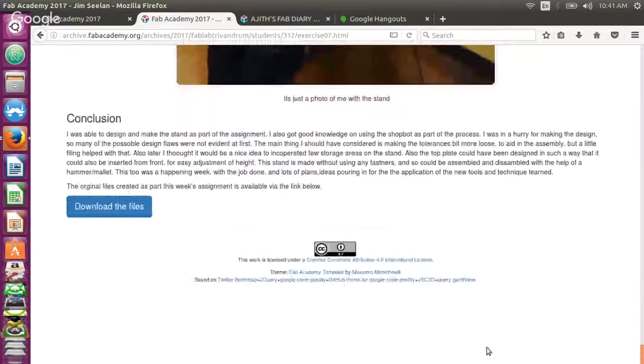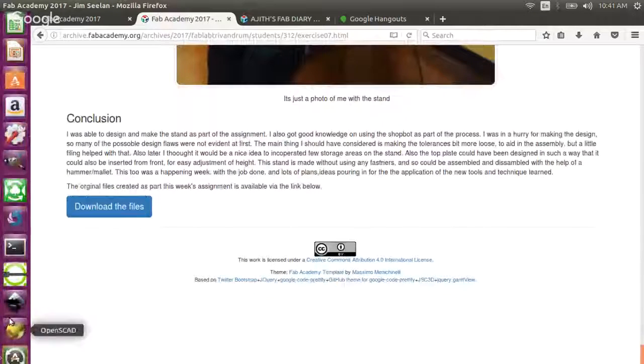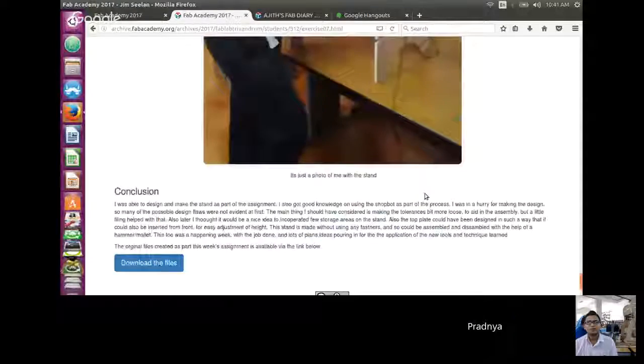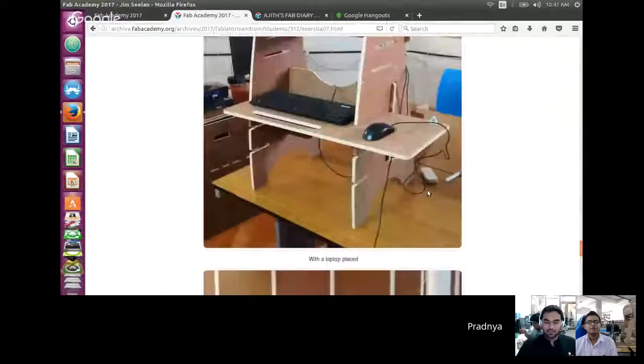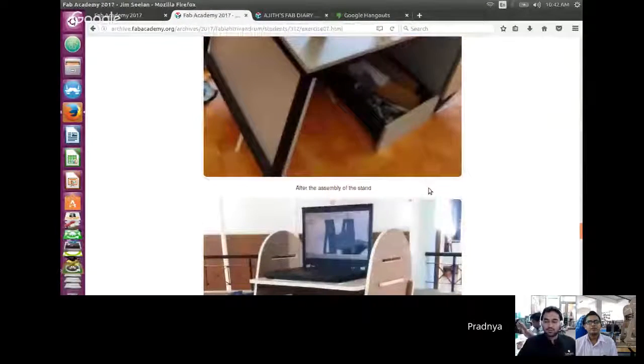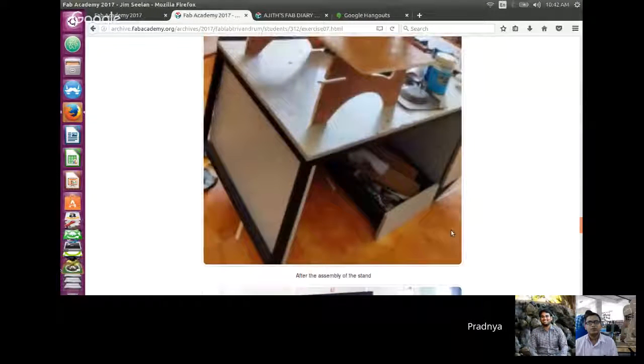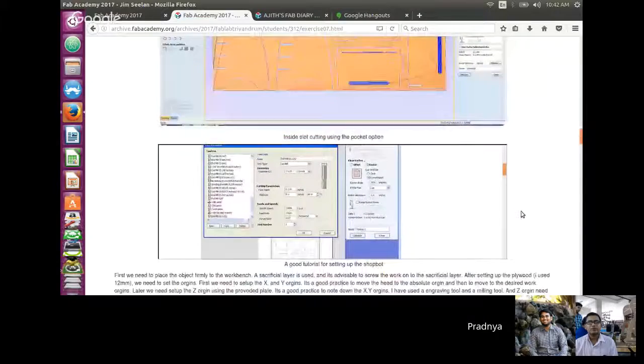Okay. So you need to make this page more descriptive. You need to add design process workflows. Then again, the same suggestion as for Ajit: how you set up the material on Shopbot, the tool you used, depth of cut, speed and feed rate. All these things you need to mention.